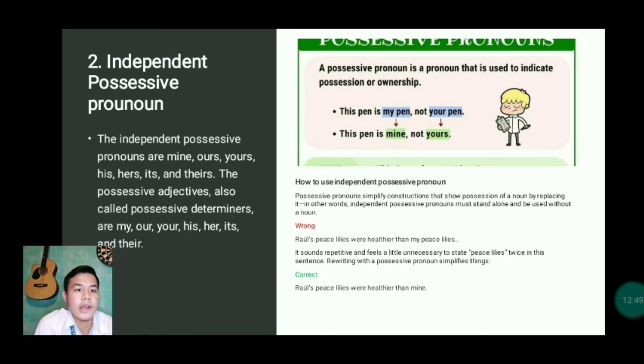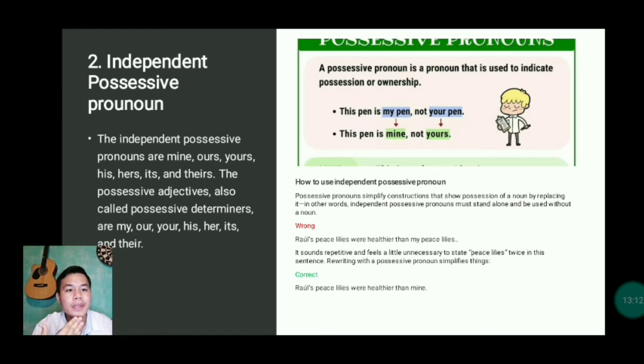So possessive pronouns are simply constructions that show possession of a noun by replacing it with other words. Independent possessive pronouns must stand alone and be used without a noun. So the wrong one in here is: Raul's peace lilies were healthier than my peace lilies.